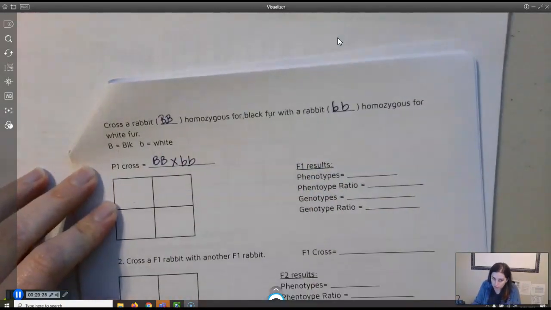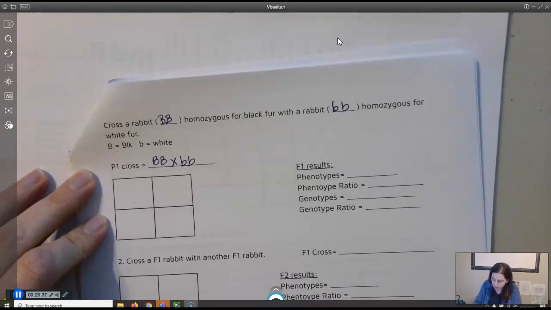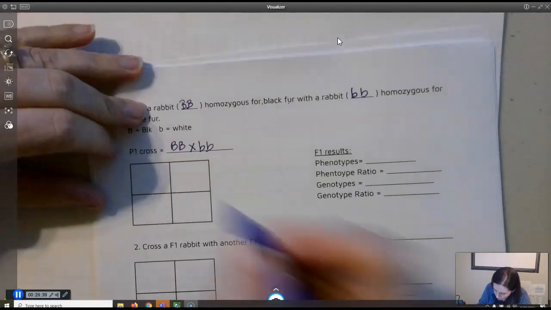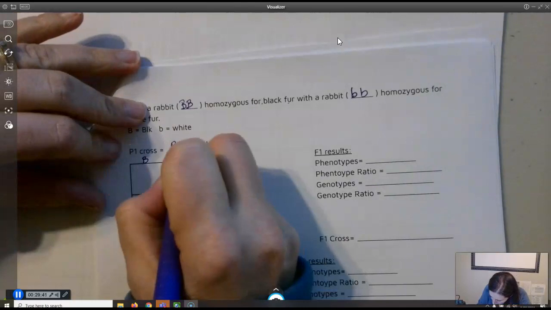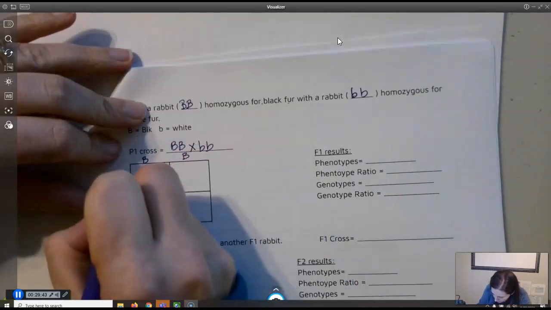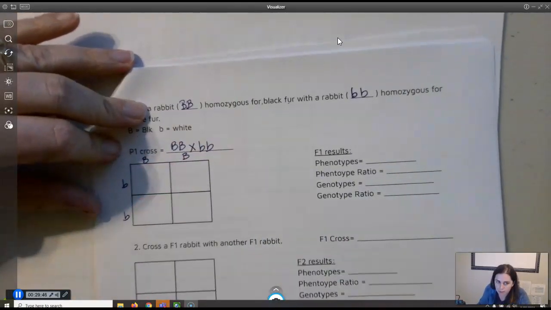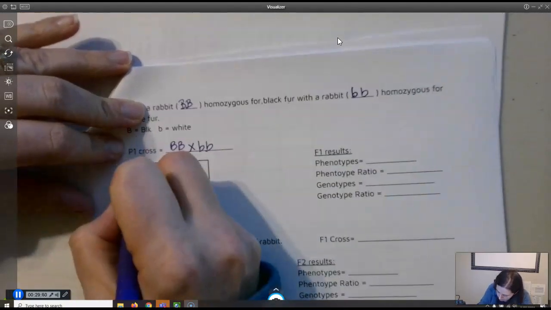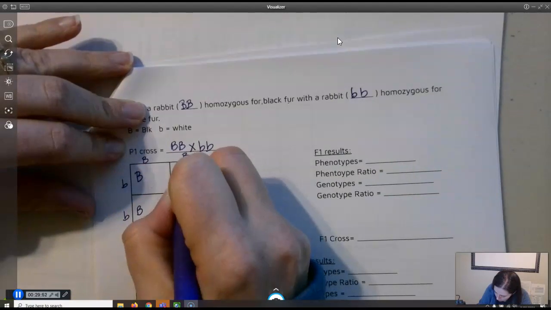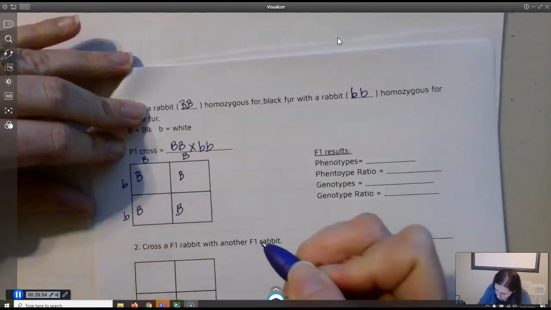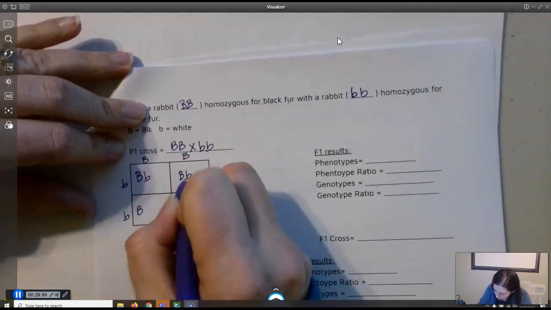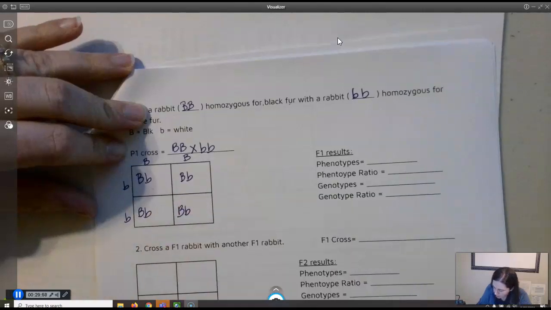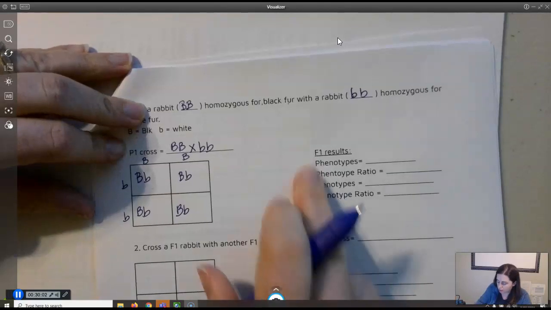So then the first thing we do is put it on our Punnett square. So big B, parent 1, goes across the top, little b goes on the side, okay? Bring your big B's down and your little b's over. There we go. All right, so now we have some new stuff over here that we're going to deal with.